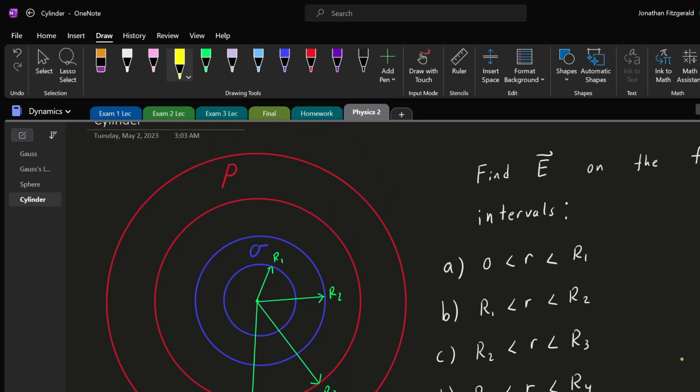We've got empty space from 0 to R1, and then a conducting cylinder from R1 to R2, more empty space from R2 to R3, and then an insulating cylinder from R3 to R4. Now this conducting cylinder has a charge density of sigma, and again the sigma is just charge per area. This rho up here is charge per volume.